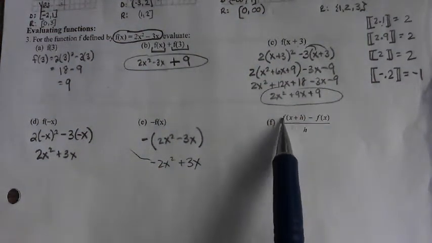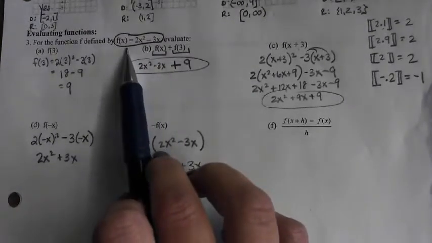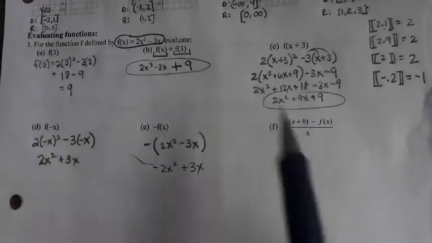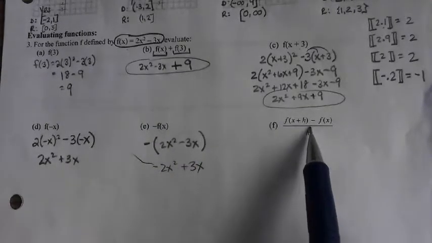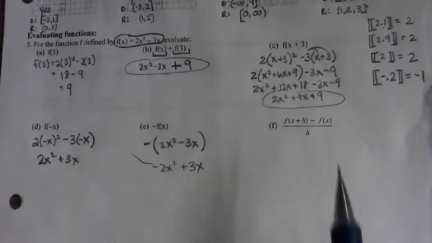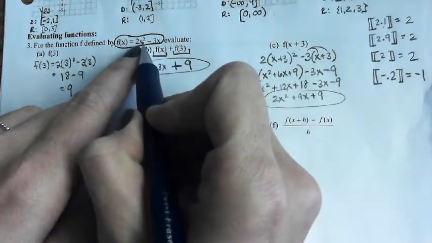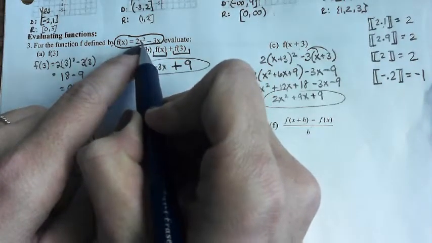So let's back up. If it asked you to do f of 5, what would you do with this? Plug a 5 into x, right? Well, if they're asking you to do f of x plus h, then you're plugging what in for x? Not h. f of h would mean plug in h. We're actually plugging in the entire x plus h for x. So f of x plus h is just going up here and plugging in x plus h for the x.